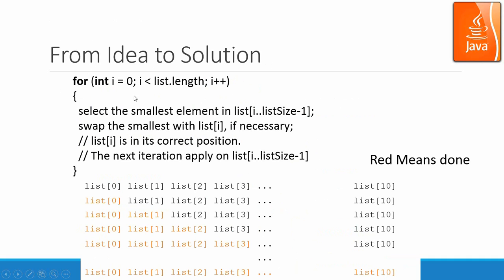So from idea to solution: we take the head of the remaining list, starting from 0 until the end of the array. Then we select the smallest element from the head to the end. And then we swap the smallest element with the head element. So the first time we work on the whole list: find the minimum, put it on the head. And then we work on the remaining list: find the minimum and put it on the head. And then continue so on and so forth to the end, and the whole array will be sorted.